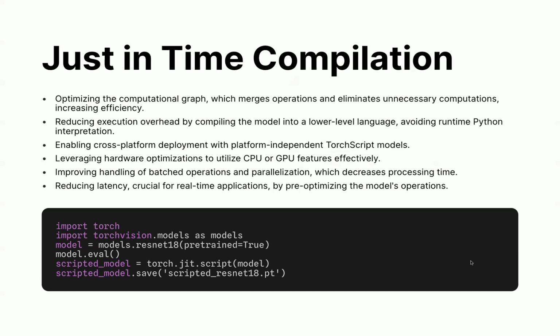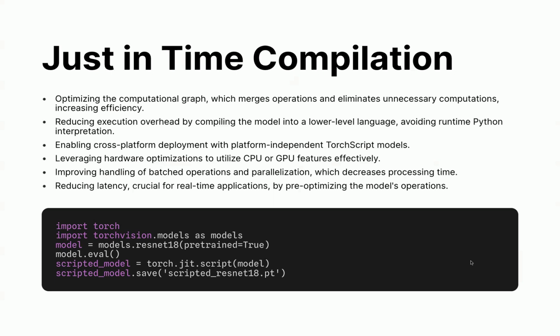Just-in-time compilation optimizes the computational graph, which merges operations and eliminates unnecessary computations. So it kind of prunes and reduces the size of the model to make it much more usable during inference time. This could be useful, like let's say you trained a really complex model and you actually wanted to deploy it on a small device like a phone or a small computer to be used in a clinical setting.